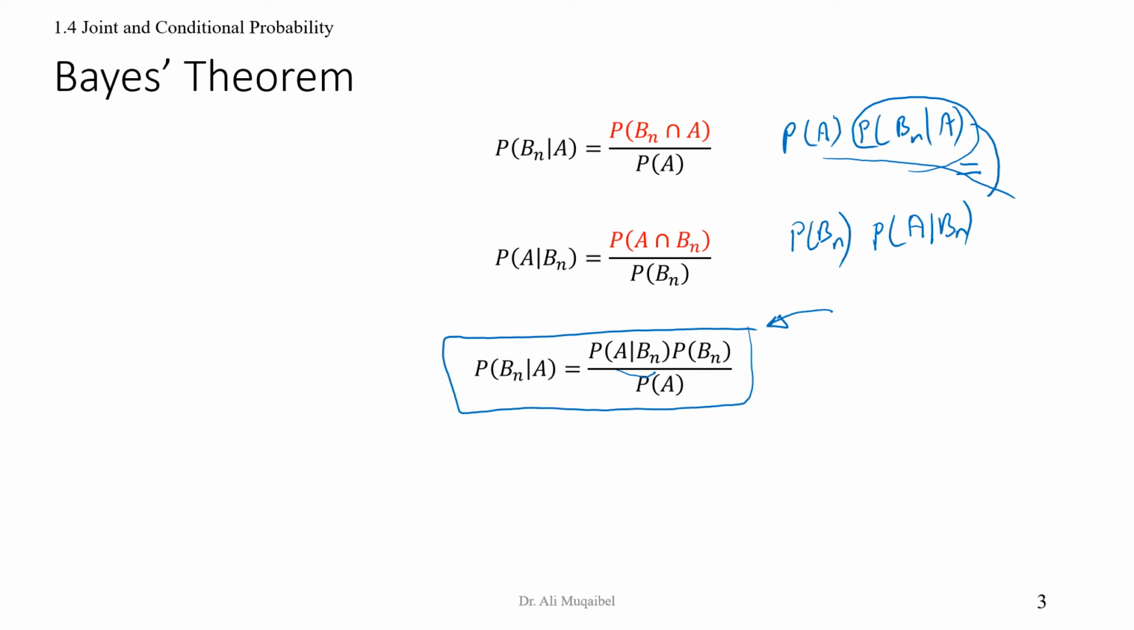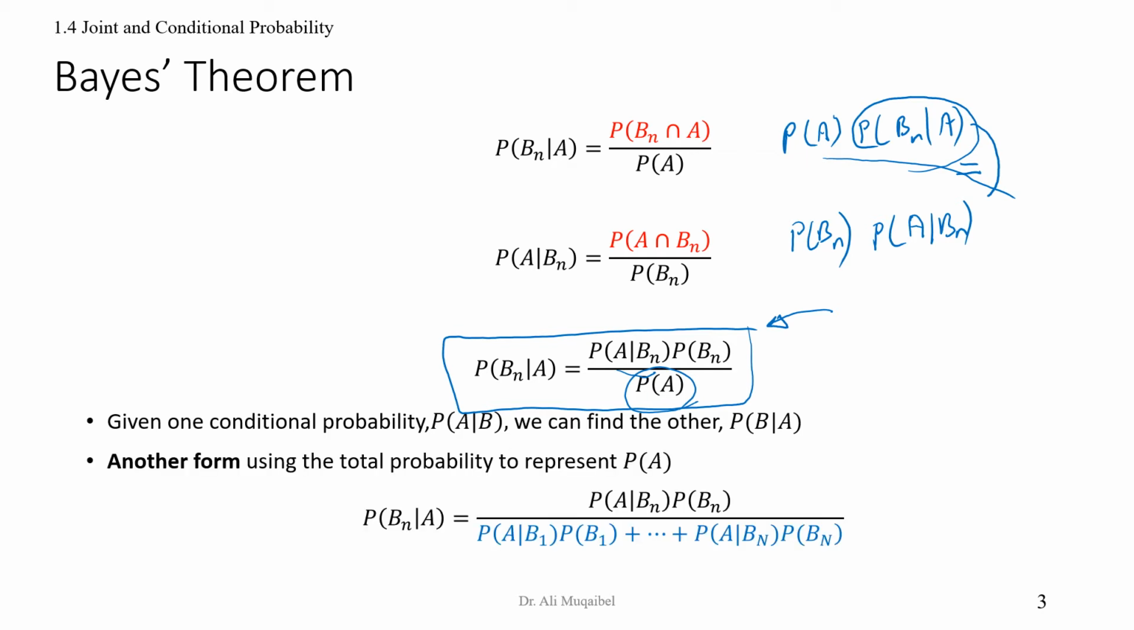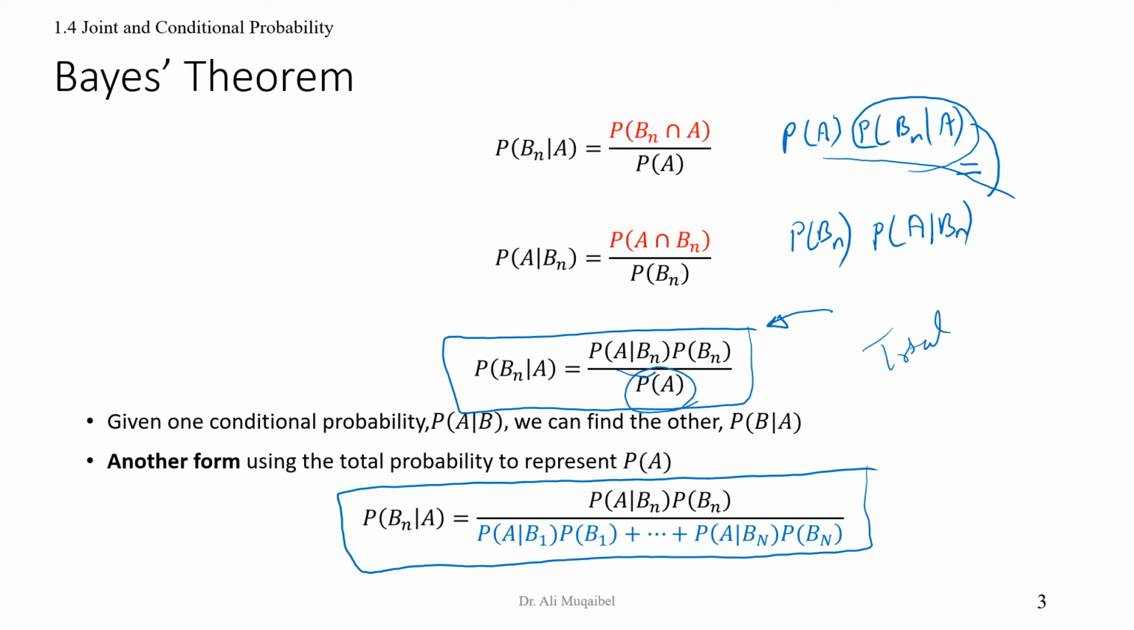We can also combine Bayes theorem with the total probability theorem. So instead of writing P(A) as is, we can combine them together and write the following expression. This is another form of Bayes theorem. The only difference here is we have written probability of A using the total probability: probability of being in B1 times the condition, being in B2, B3, B4, and we write all the exhaustive cases. Sorry, this is one form for Bayes theorem, and this is the second one.